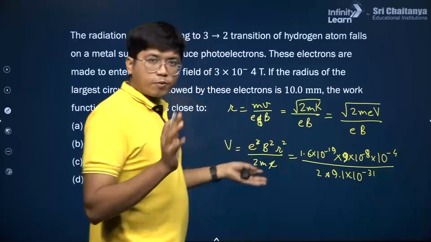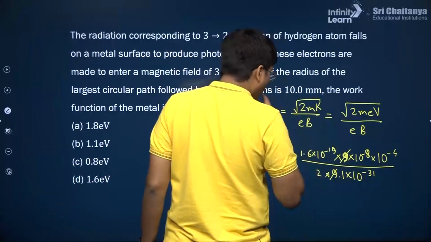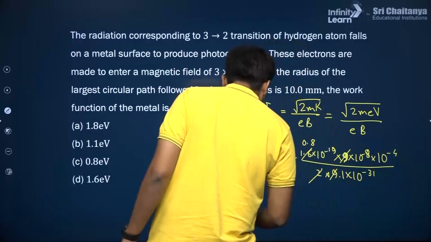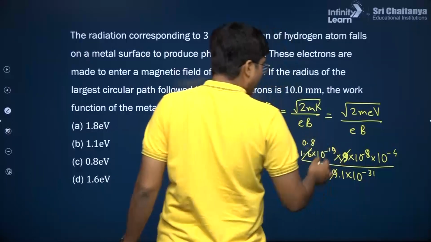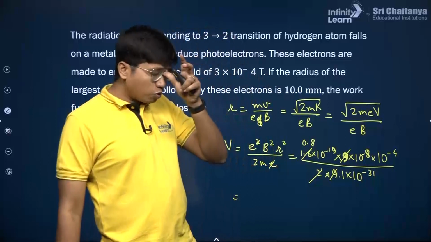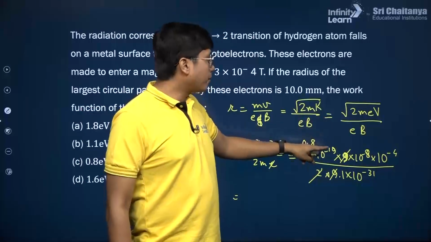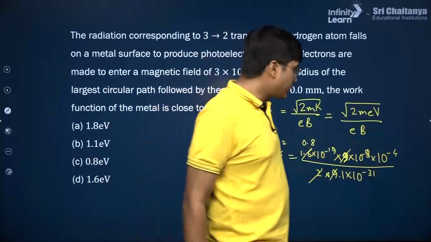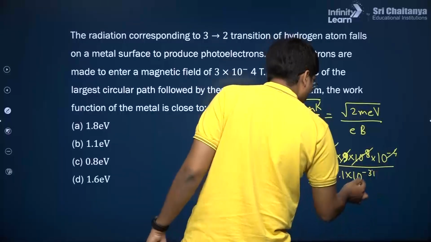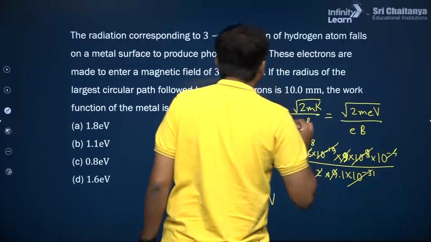So we'll use some approximation again. That's the rule of thumb over here. So we'll cancel 9 with 9.1. We'll cancel 2 with 1.6 to give it a 0.8 here, because then I will just be having 10 up top. We have 10 to the power minus 19 into 10 to the power minus 8 is 10 to the power minus 27. 10 to the power minus 27 and minus 4 is 10 to the power minus 31. So essentially they all cancel out. You just have 0.8 electron volts as the energy.